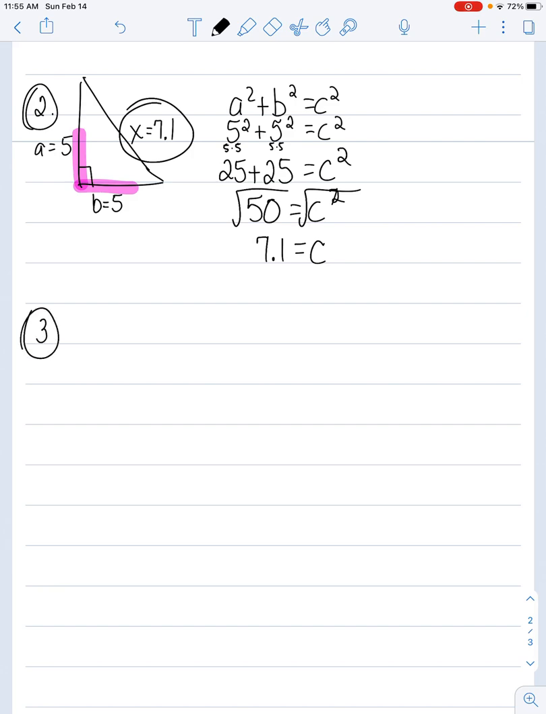Let's keep going. I want you to draw your triangle a little differently this time. Put your L at the top like this, or your right angle. Make your right angle. And I want this side length to be 8. And I want this side length to be 4.